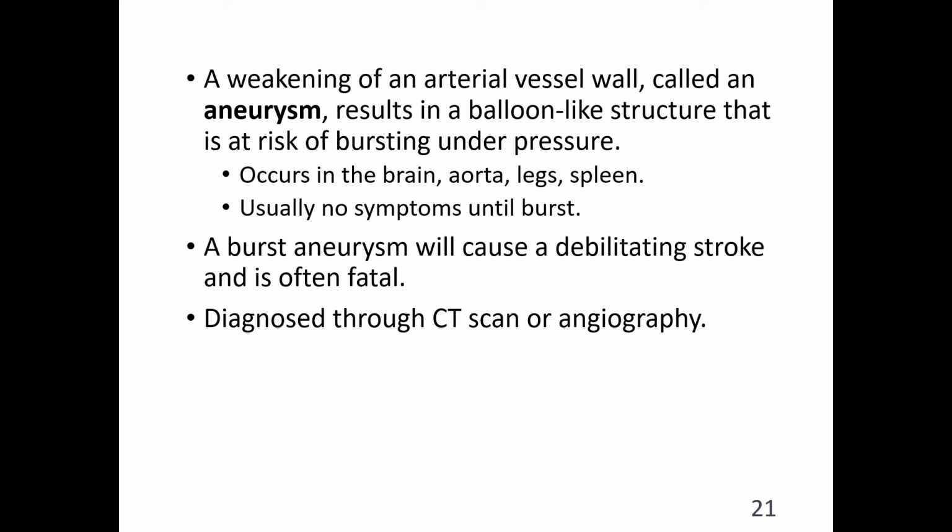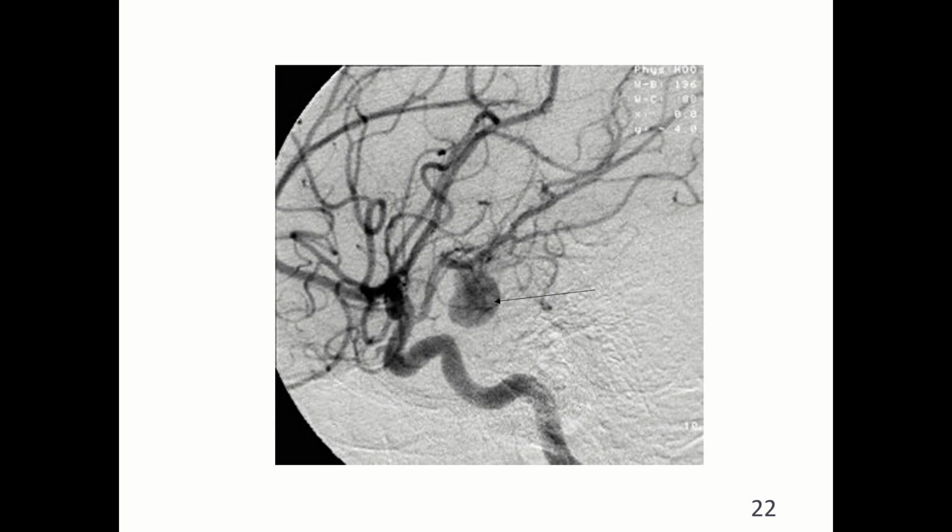If an aneurysm is suspected, it can be diagnosed through a CT scan or an angiography. Here we see an angiography where a dye has been injected into the blood vessels and then an image has been taken. And this balloon is the aneurysm, and this is in the brain. Treatment requires surgery to remove the aneurysm and go in and seal off the blood vessel.